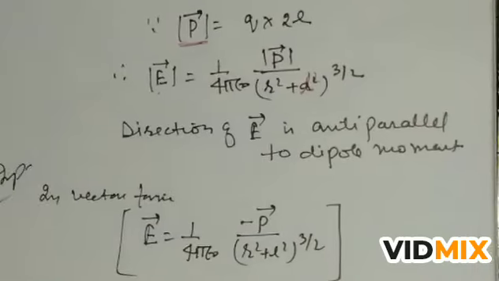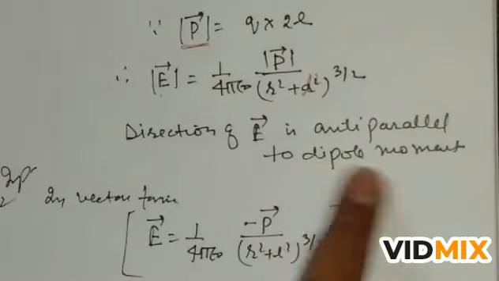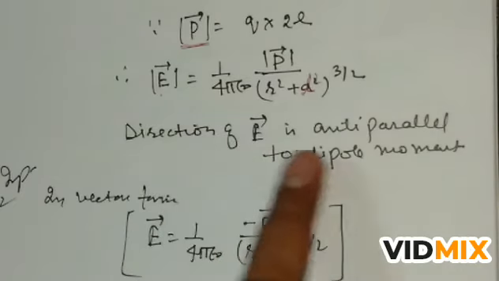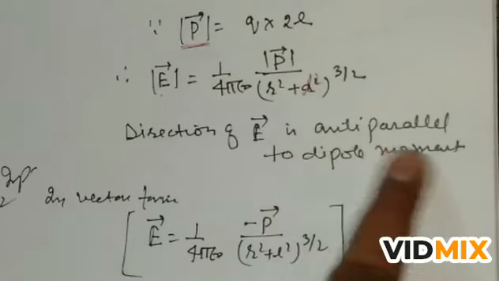This is a very important line. Direction of electric field intensity at point P is anti-parallel to dipole moment. Dipole moment will be from minus to plus, and its electric field will be from plus to minus. So by using the term anti-parallel.